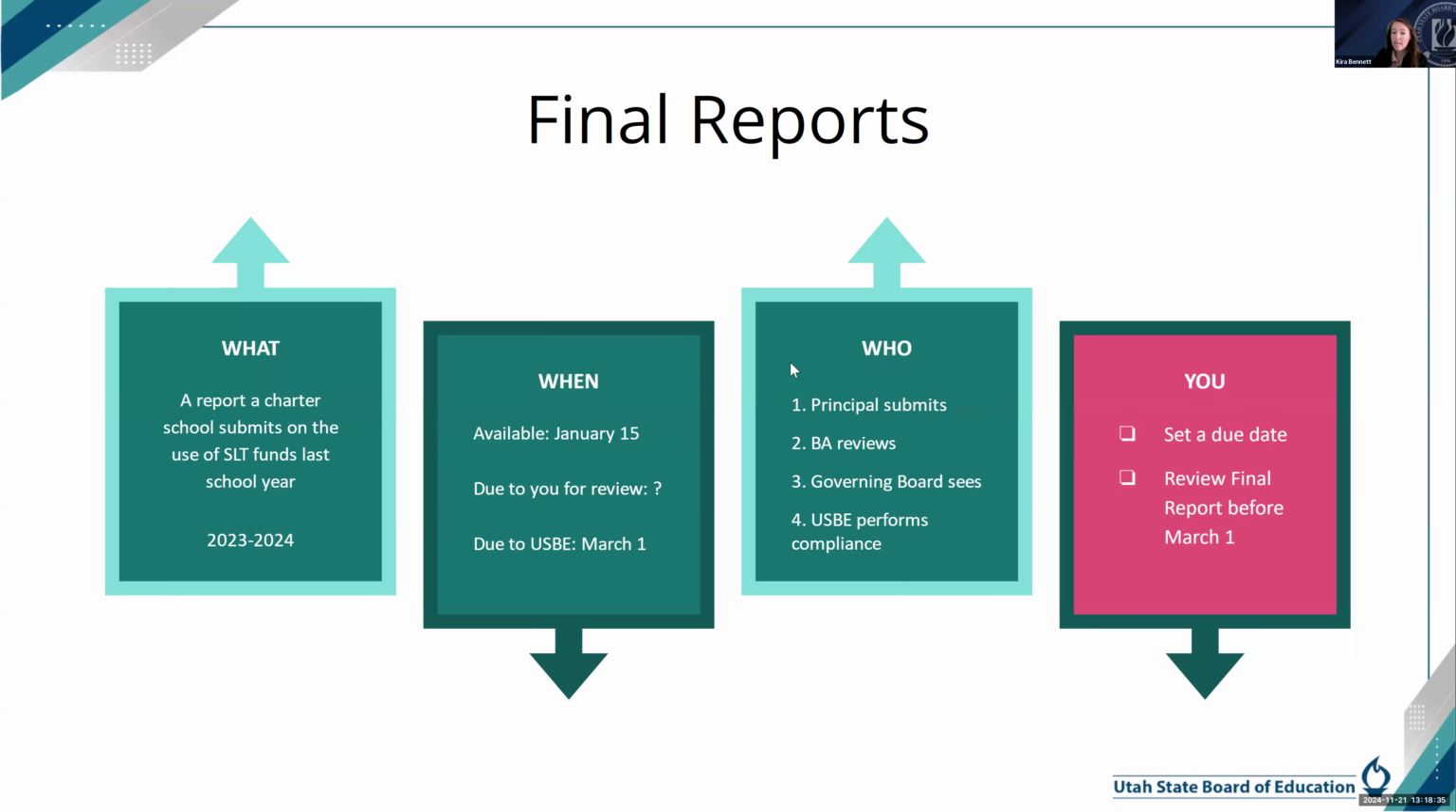So the first due date we need to tackle is for the final report. This is the report where the schools kind of spill the beans on how School Land Trust was used for last year. So for this year, they're going to be filling out the report for 2023 to 2024. This report becomes available to them on January 15th, but you have up until March 1st to have it reviewed and submitted.